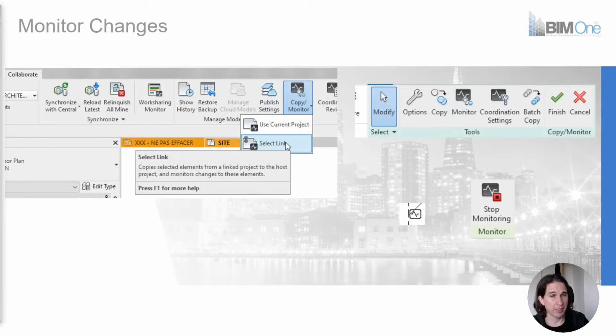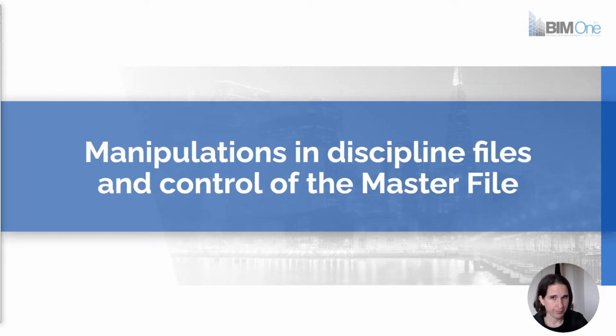It's the only way, except if you're using Dynamo, to validate if such element of a category is checked. The only way to see that is to select it. So if you select your grids or your levels, you will see that small icon here. And also you will see in the modification tab, the stop monitoring option. So that's pretty much it actually for the master file manipulation.